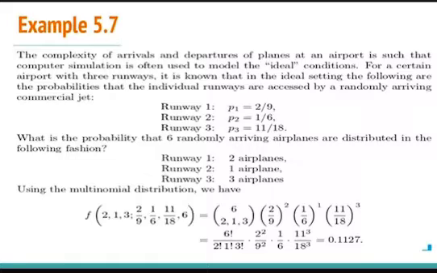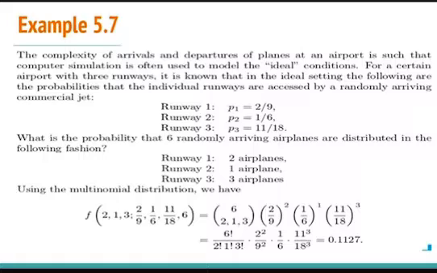Now, what is the probability that 6 randomly arriving planes? I think I heard a news item that 2 planes were arriving at a time. I don't know whether you have that news too. They don't want that to happen, where 2 planes use the same runway at a time. But right now, what is the probability that 6 randomly arriving planes are distributed in the following way?